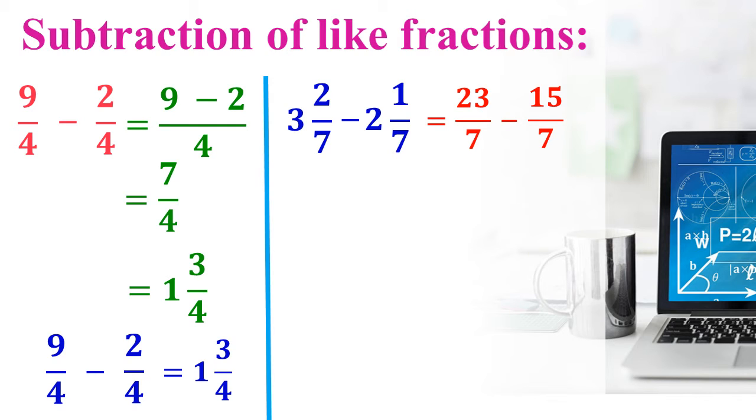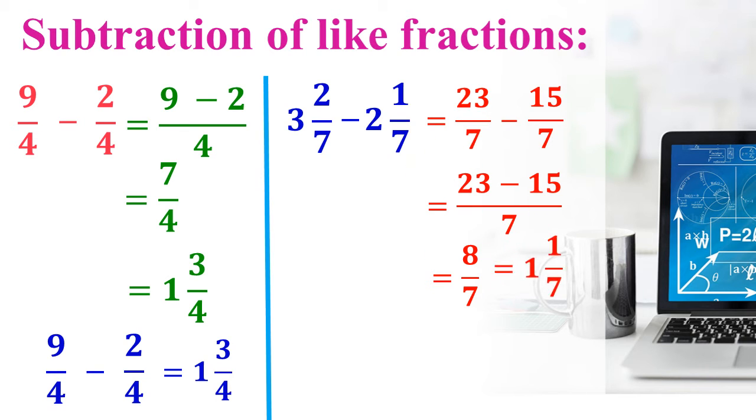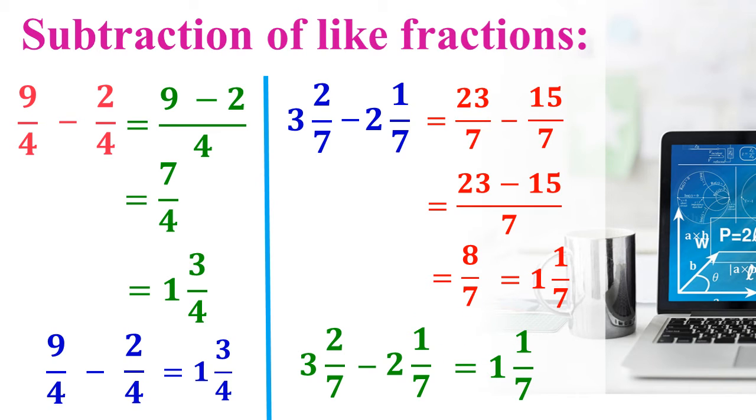So next, subtract the numerators. So 23 minus 15 divided by the common denominator 7. So the answer is 8 by 7. Next convert to the mixed fraction. So the answer is 1 and 1 by 7. Therefore 3 and 2 by 7 minus 2 and 1 by 7 equals 1 and 1 by 7.